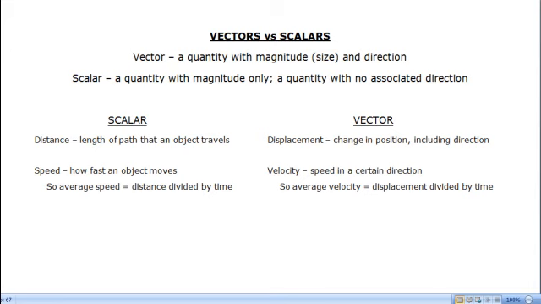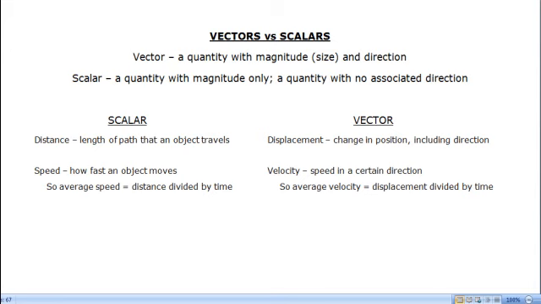Displacement, on the other hand, means the change in position, including direction. For physics people, displacement is explicitly defined to include direction. So, a vector would be displacement, or displacement would be a vector.